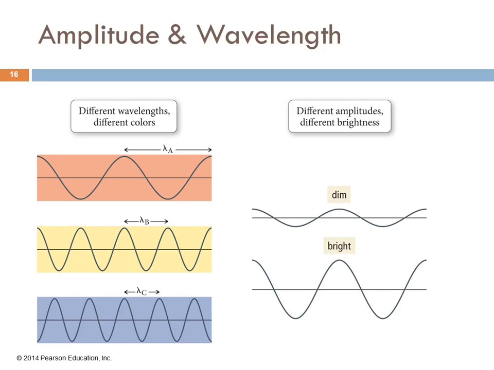So, we've got amplitude and we have wavelength. The different wavelengths correspond to different colors of light. Blue light has a short wavelength. Red light has a long wavelength. Yellow is in between. That affects the color. The amplitude has to do with how bright the light is. If it's dim light, it's going to have a small amplitude. If it's bright light, it's going to have a large amplitude. The amplitude is not connected to the wavelength or the frequency of the light.